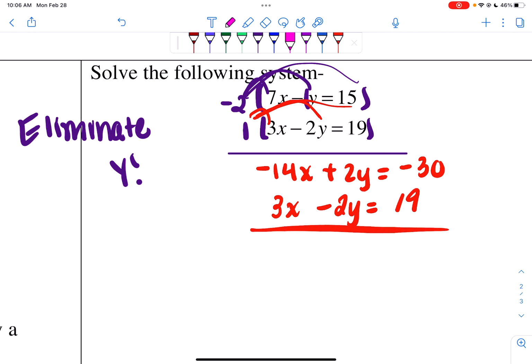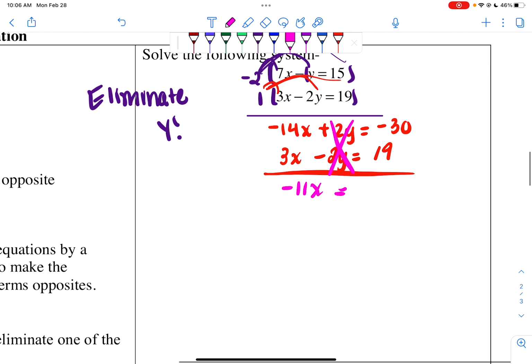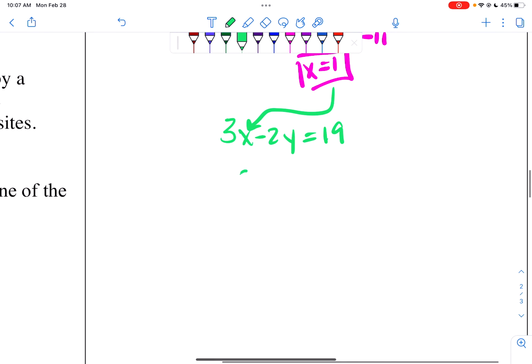And now I have an elimination of my y's. So negative 14x plus 3x is negative 11x. Negative 30 plus 19, I believe, is negative 11. Divide by negative 11. And then you get x is equal to 1. Now I just go back to one of my equations and plug in. I'm going to plug it into my second equation. So I have 3x minus 2y equals 19.